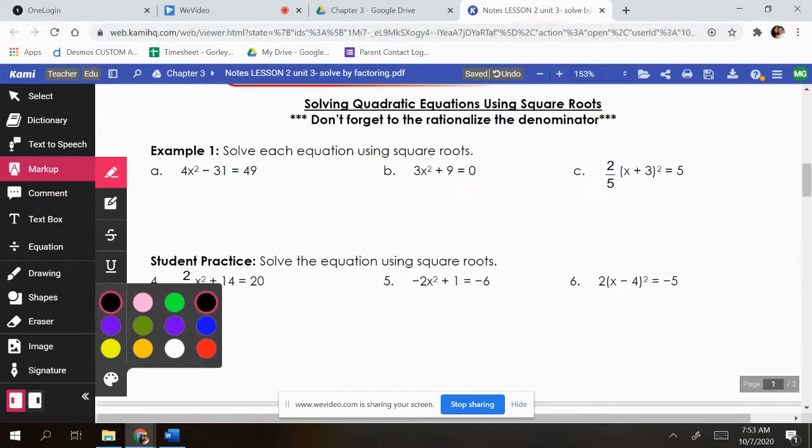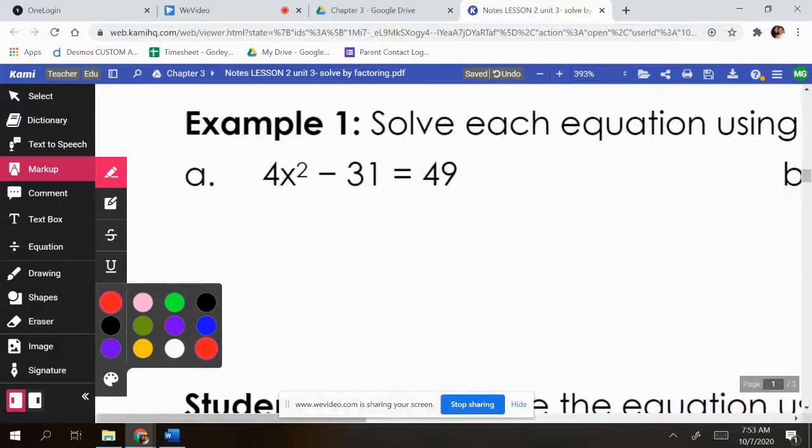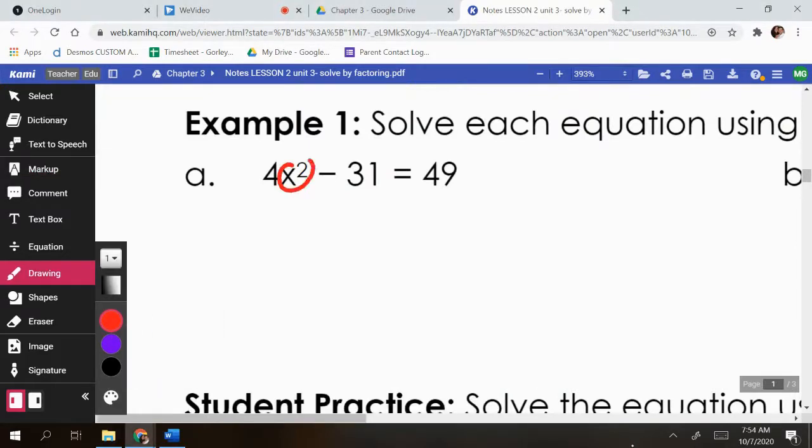I'm going to start by identifying what expression is being squared. So if I look at this first example here, what is being squared? Is 4x being squared or just x? Well, it's just going to be x that's being squared. So that's what I want to try to get by itself. Okay, we're basically going to undo the order of operations to try to isolate x squared. So we're going to undo any addition or subtraction first, and then we'll undo any multiplication or division, kind of working backwards. So I'll start by adding 31 to both sides.